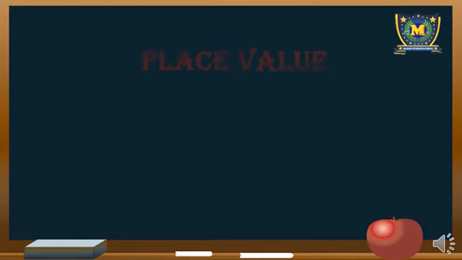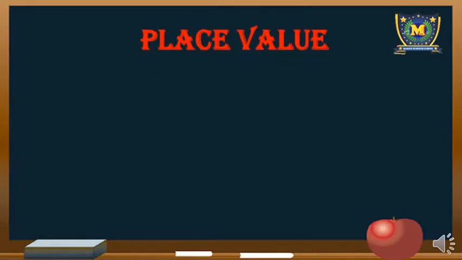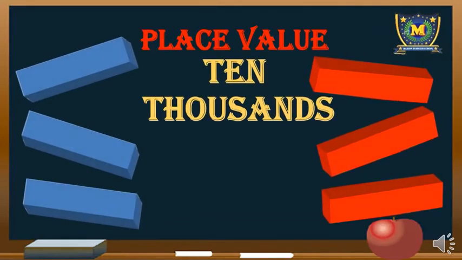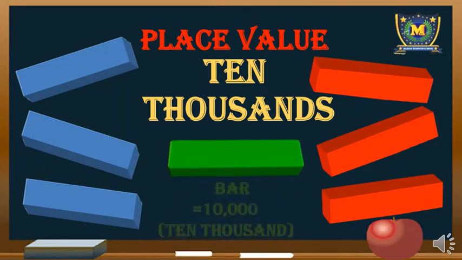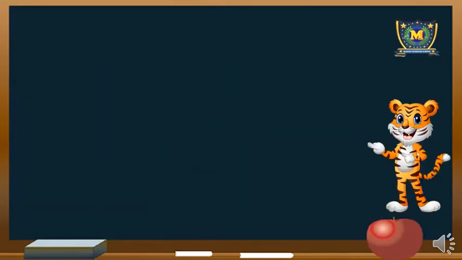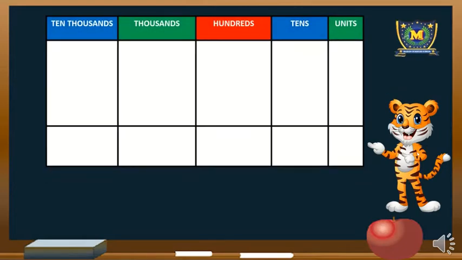Now let's start the lesson about place value. We are now on the 10,000s place. And remember that one bar is equal to 10,000. I repeat, one bar is equal to 10,000. Now I will show you how to set up the bar on its place value.